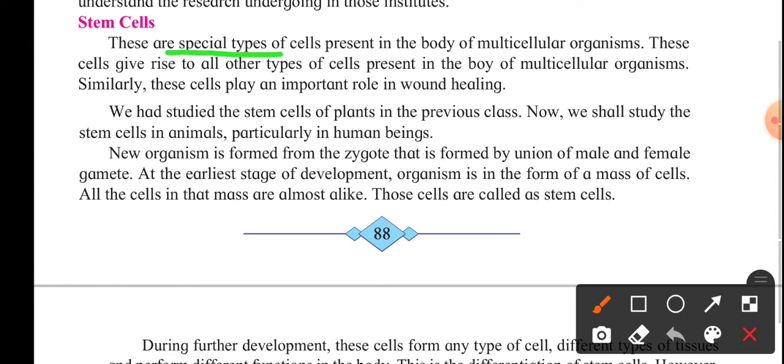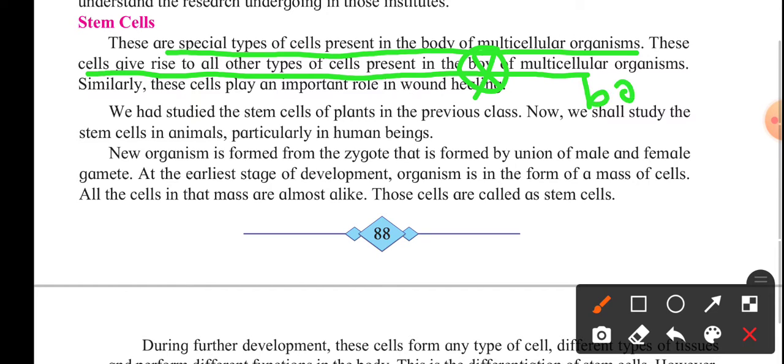These are special types of cells present in the body of multicellular organisms. These cells give rise to all other types of the cells present in the body of a multicellular organism. Similarly, these cells play an important role in wound healing.